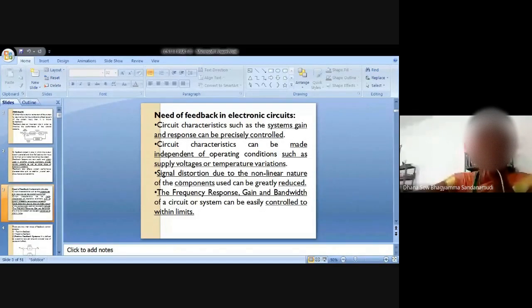For example, if I consider a circuit, it will have linear characteristics. If a diode is there in my circuit or system, we know a diode has non-linear characteristics. So whenever a component in a system has non-linear characteristics such as a diode, it may distort the signal. Such distortions will be reduced because of the feedback connection. If non-linear components are there in the system, then signal distortion can be reduced by giving feedback. The frequency response, gain, and bandwidth can be controlled within limits by giving feedback.